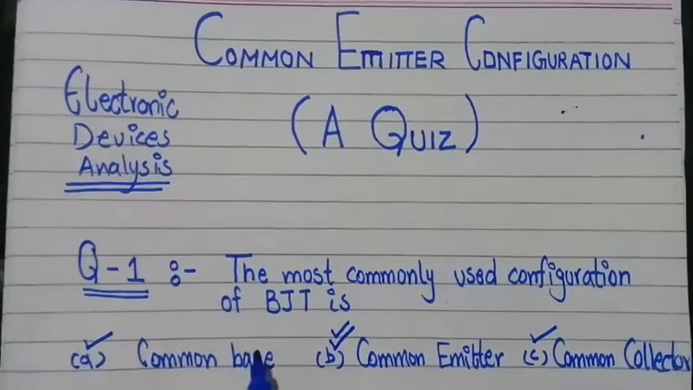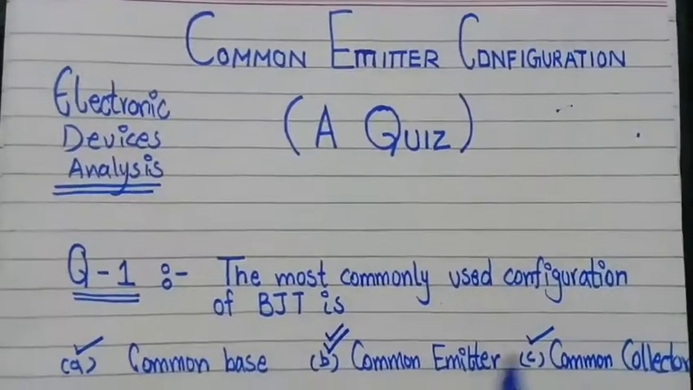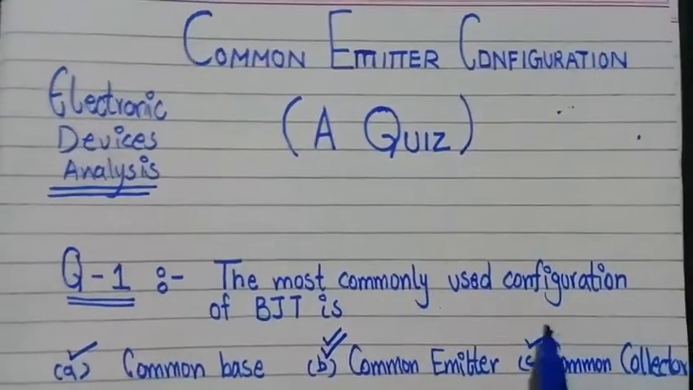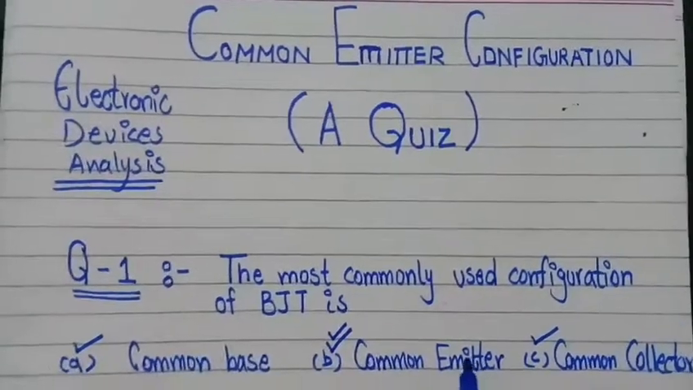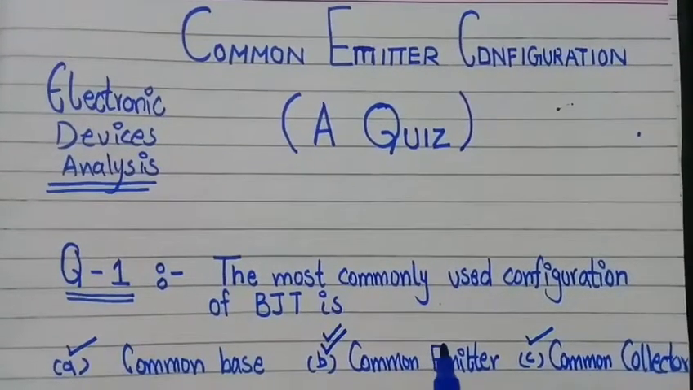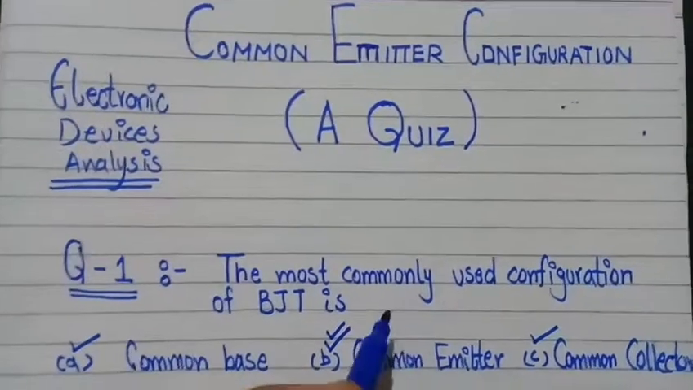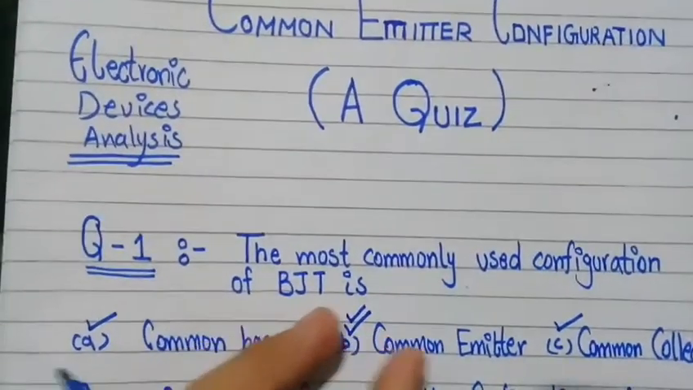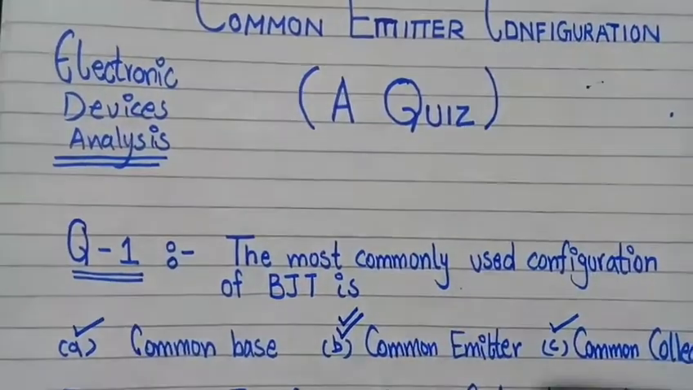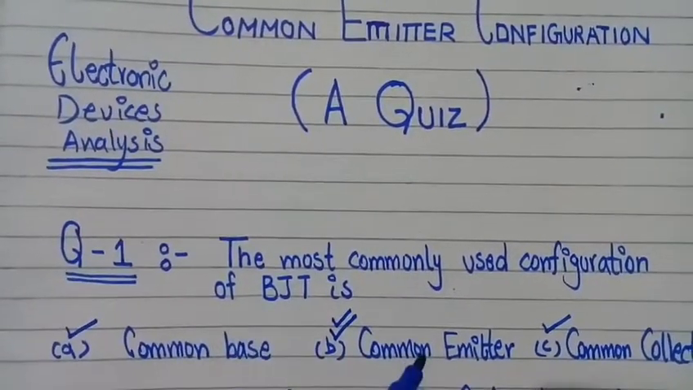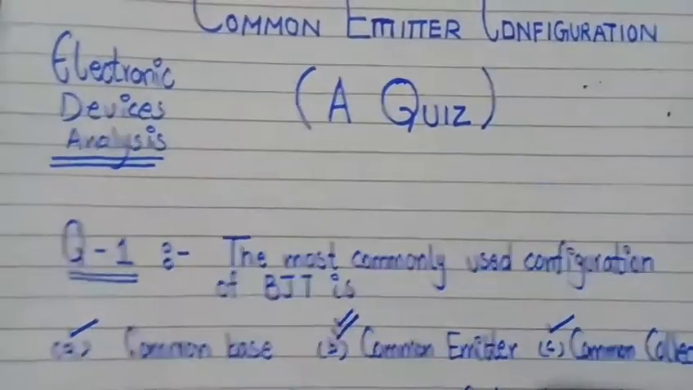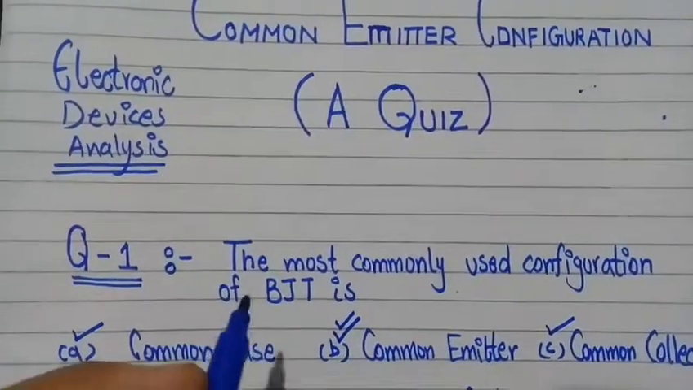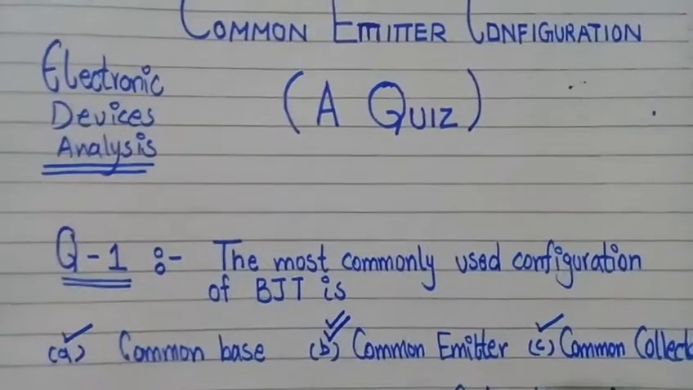The common base configuration will give us gain about 40 to 50. The common collector configuration will give us gain less than 1. But common emitter configuration is much better than common base and common collector, because it gives us gain about 200 to 300. So the gain means if input is applied on a transistor, then it will be converted into a large signal through the gain. If the gain is higher, then the amplified signal will be higher. So common emitter configuration is used mostly as a configuration of BJT.